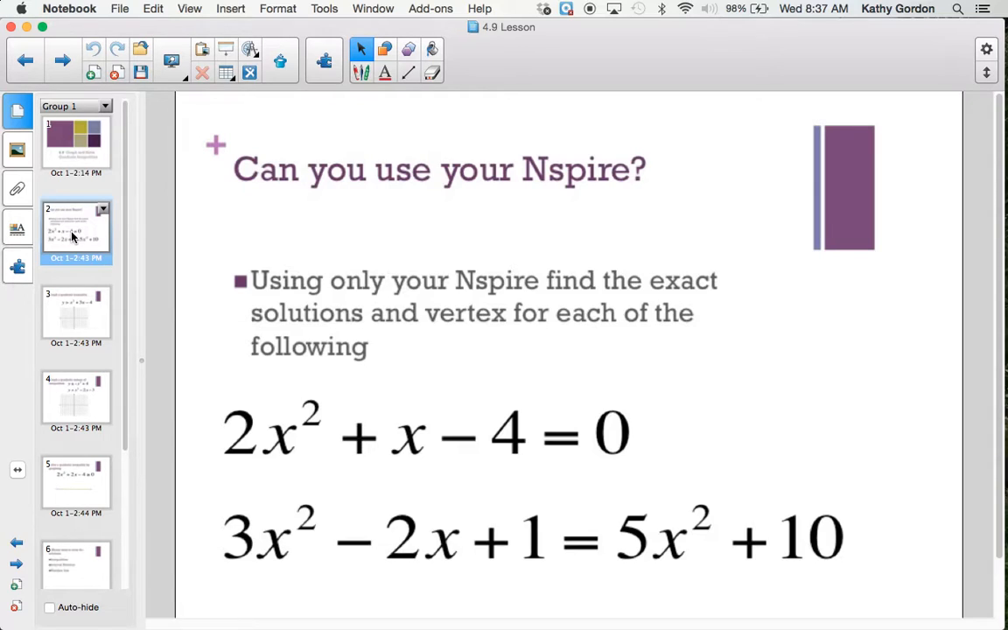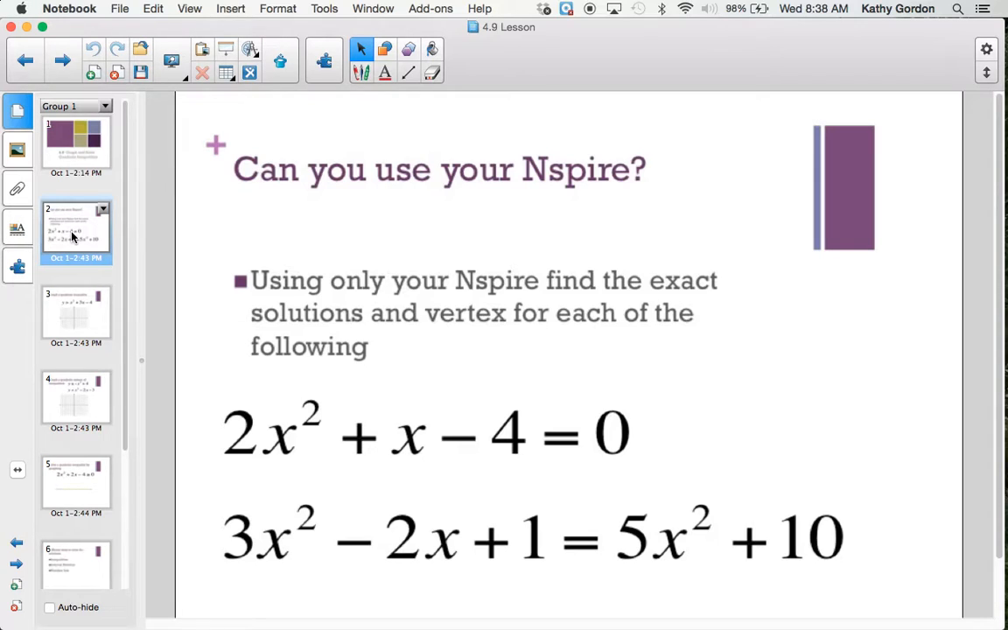Okay, let's see what you got. So starting with our first one, 2x squared plus x minus 4 equals 0. You're being asked to do two things here. The first one is to solve it and give exact solutions. So put that in here.